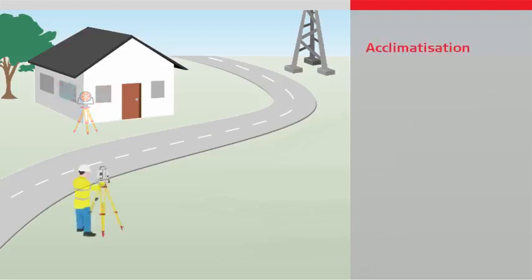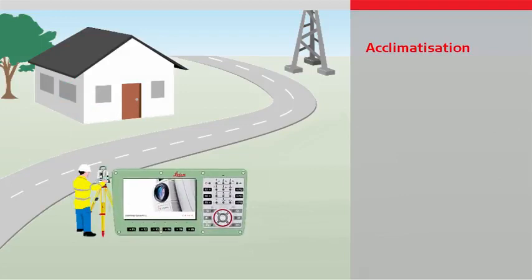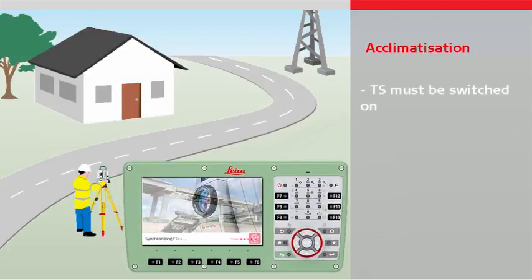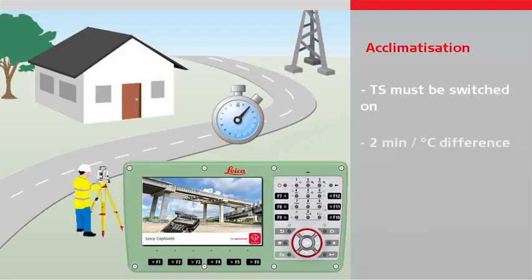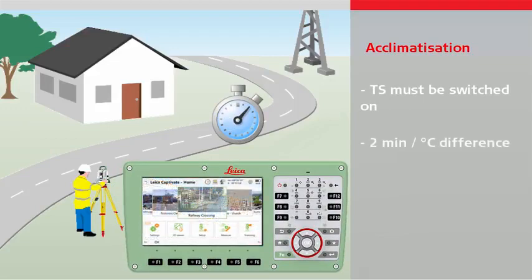Before starting one of the calibration routines, the instrument must be acclimatized to the ambient temperature. The instrument must be switched on and needs approximately 2 minutes per degree Celsius difference to acclimatize, with at least 15 minutes to minimize a heating up drift.